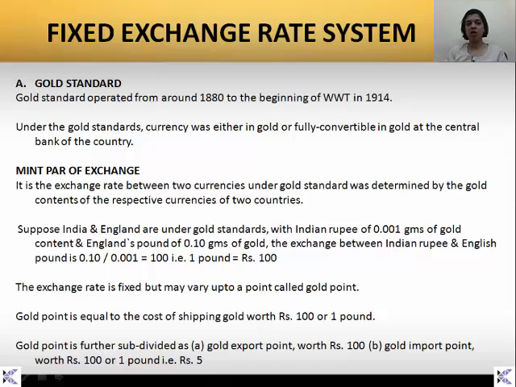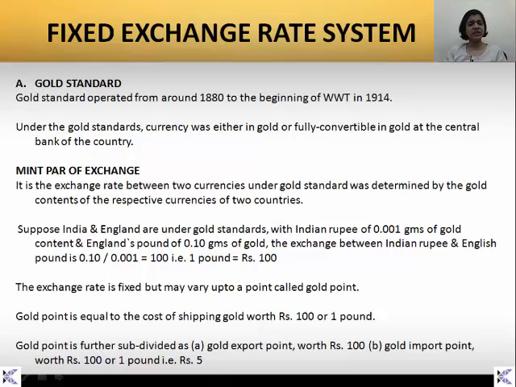Under the gold standard, currency was either in gold or fully convertible into gold at the central bank of the country. The mint par of exchange is the exchange rate between two currencies under the gold standard and was determined by the gold content of the respective currencies of the two countries.